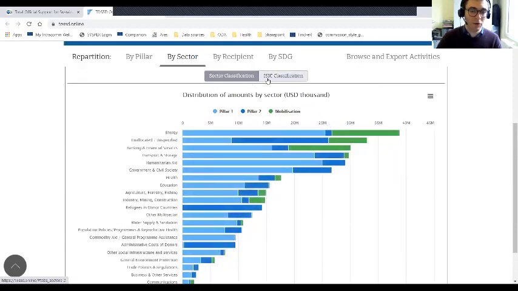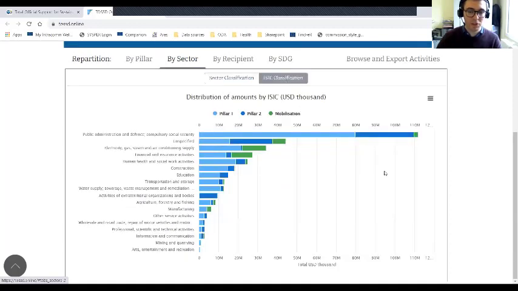You can not only look at it using the DAC sector codes, you can also use the ISIC classification, which is internationally more widely used than the DAC sector code. So this is useful, for example, for southern providers who may or may not be familiar with the DAC sector code. So they can also look at it using this different classification.